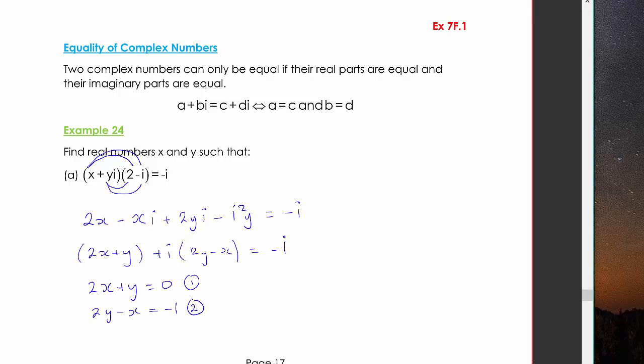So I've got 2x plus y equals 0, and I've got 4y minus 2x is negative 1. So if I add these, I get 5y equals negative 1. So y is going to be negative 1/5. And so we must have 2x is equal to 1/5. So x is going to be 1/10.